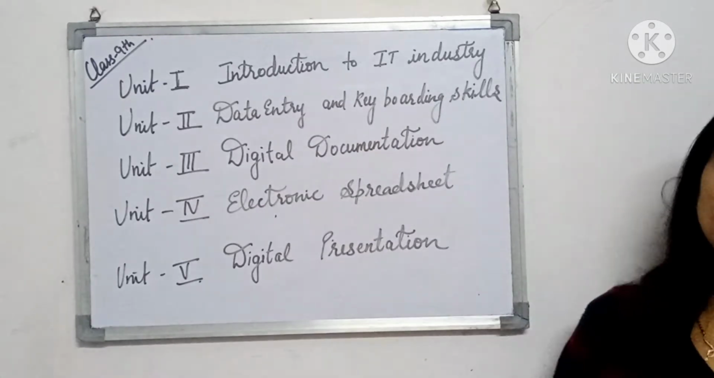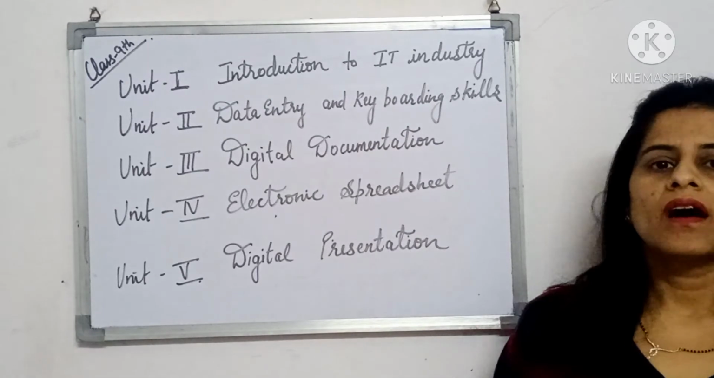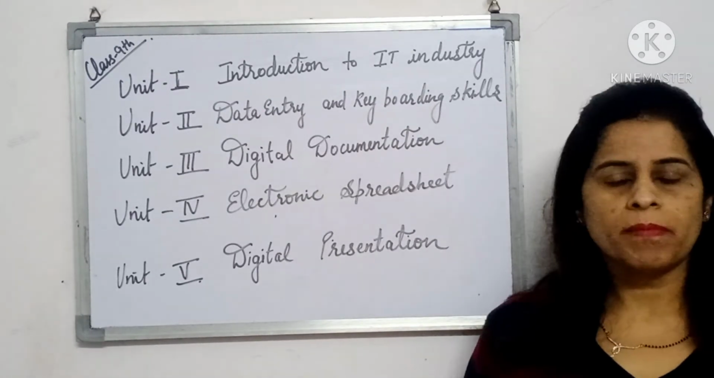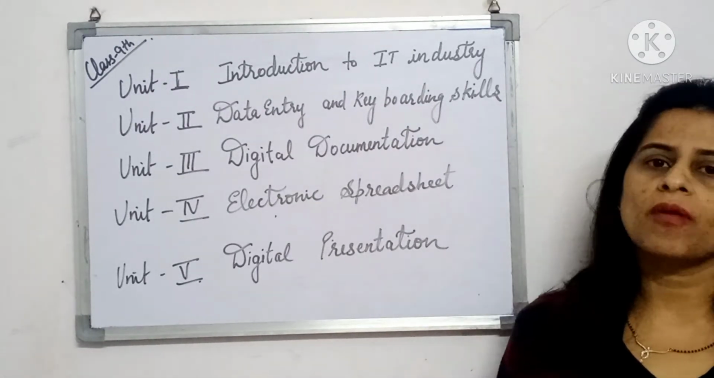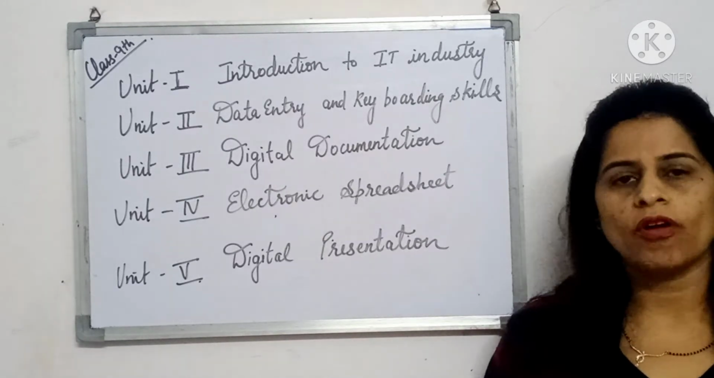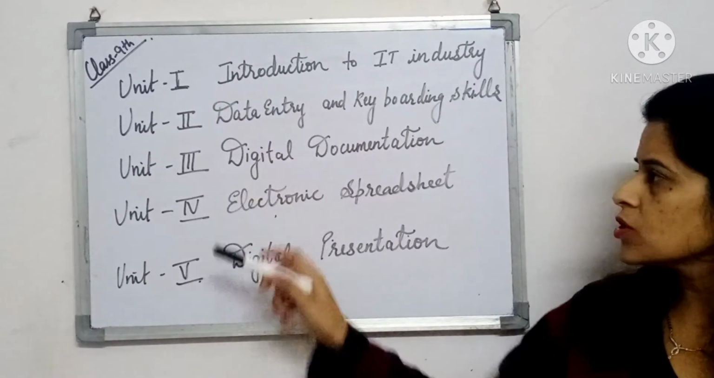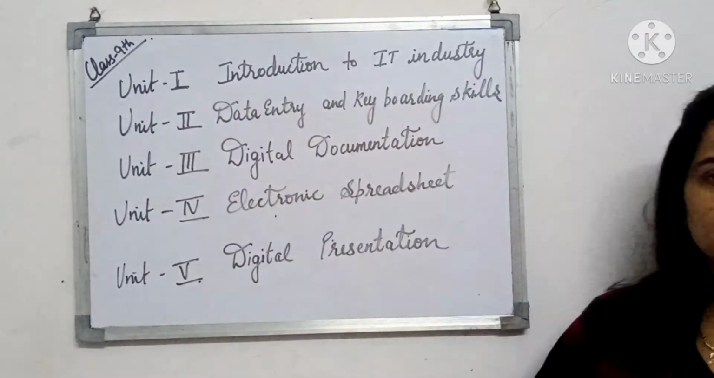Before starting our next topic, today we will discuss the syllabus of your IT, of your B part. In your A part, there are 5 chapters, like communication skills and entrepreneurship skills, that we have already completed. In your part B, there are 5 units. Unit 1 is Introduction to IT Industry.